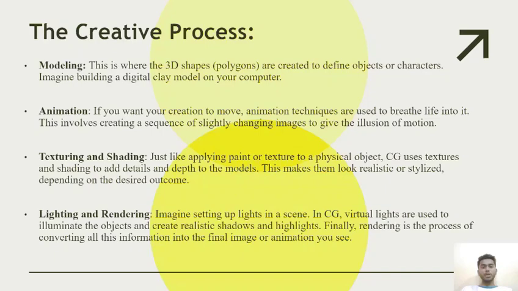So, what is the creative process in this? The first one is modeling. This is where the 3D shapes, which are polygons, are created to define objects or characters. Imagine building a digital clay model on your computer. That is an example of modeling. And then comes the animation. If you want your creation to move, animation techniques are used to breathe life into it. This involves creating a sequence of slightly changing images to give the illusion of motion.